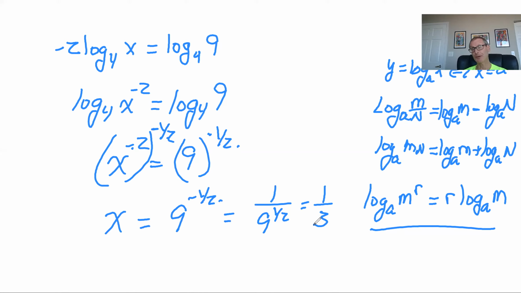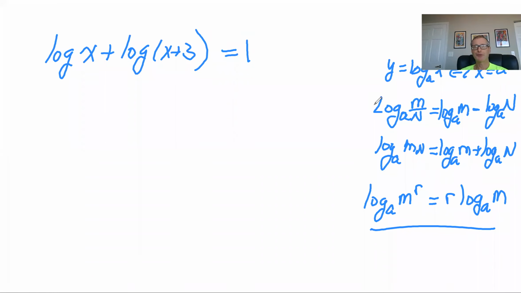So again, the two strategies, right? If you have one log equals another log, the beauty of that is then the arguments are equal, as we did in the last couple examples. And then if you have a log equals a number, you use property number 1 to convert it back to an exponential. Okay, so here's another equation.